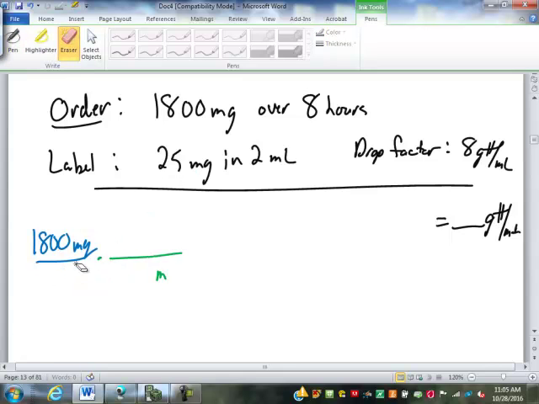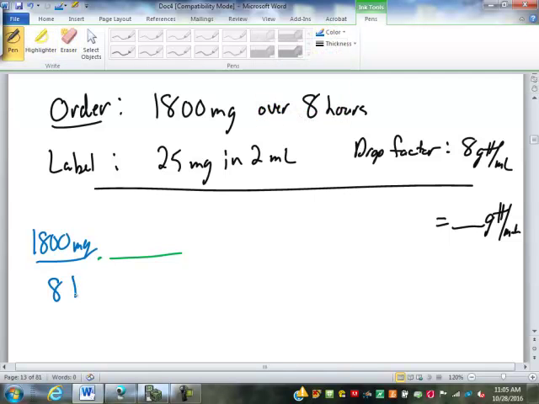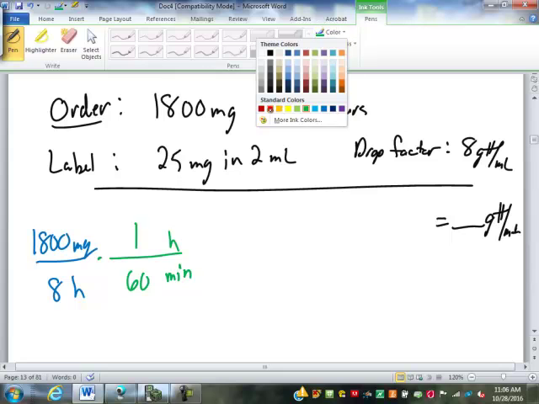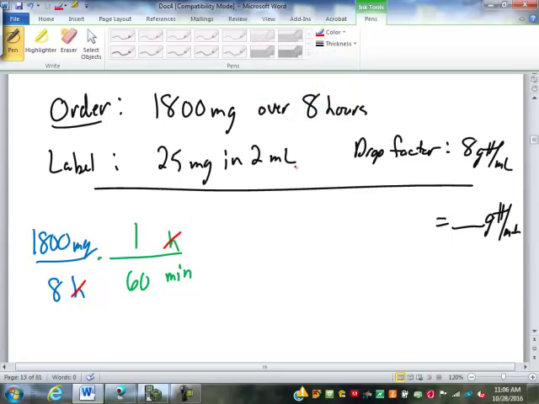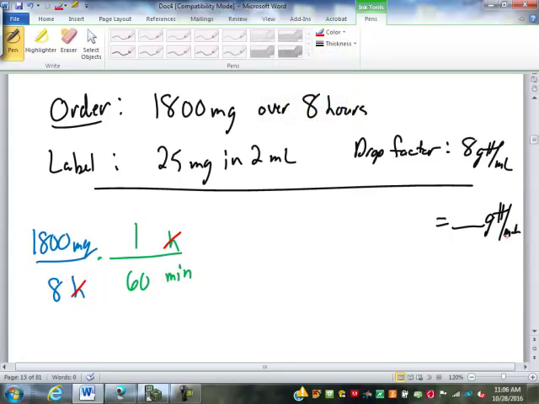Sorry, over 8 hours, right? 1800 milligrams over 8 hours. So I either change milligrams or hours first. Doesn't matter. Let's go with hours. 1 hour is 60 minutes. So I've changed the hours. Now I have to change because I want my time to be minutes. So I should say minutes.